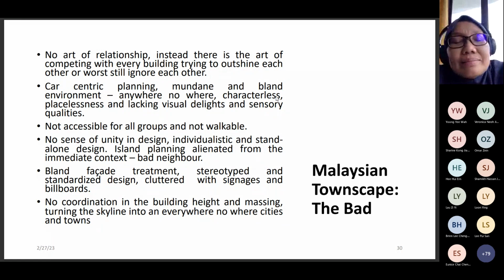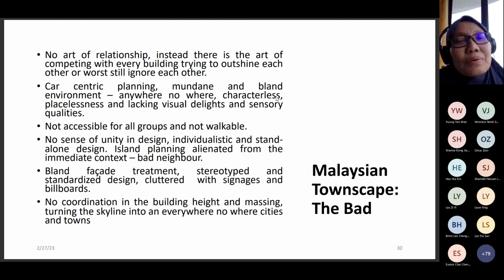Okay, now we go to the bad. Not so much to talk about, and I don't enjoy talking about the bad things in the Malaysian townscape. What we have now in our contemporary or modern townscape is that there's no art of relationship. Instead, there is the art of competing, with every building trying to outshine each other, or worse still, ignore each other. It's like an art of making sure people just focus on yourself and not the rest.